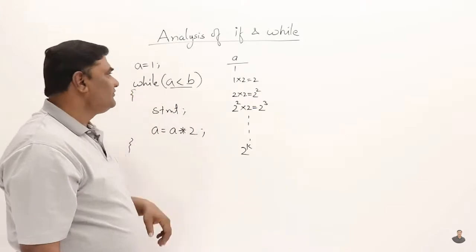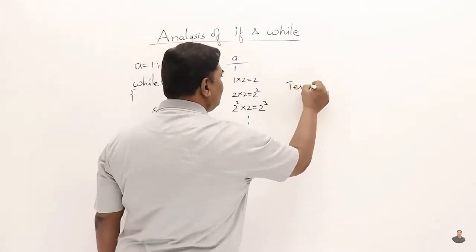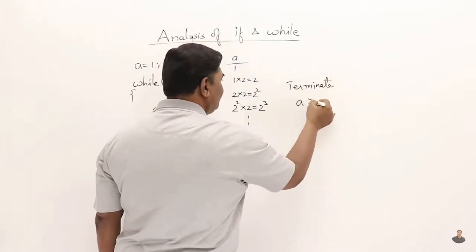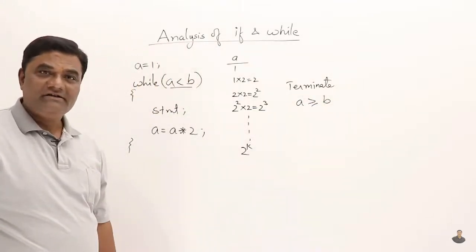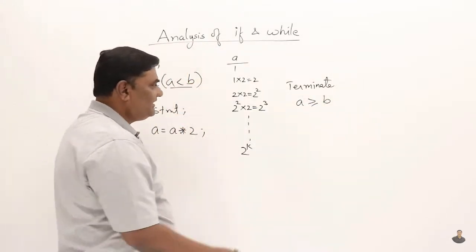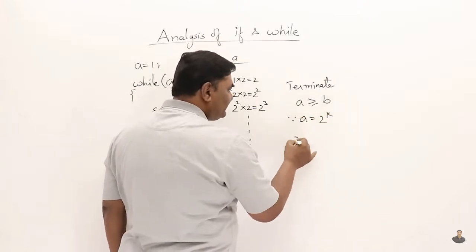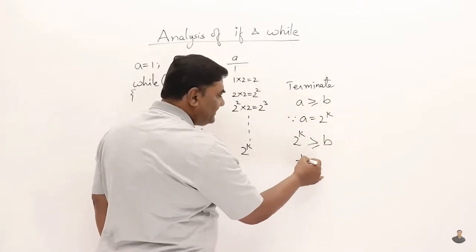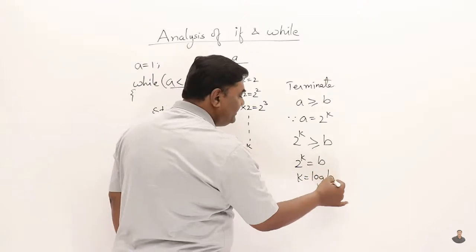Now I say that it has stopped here, so you should know when it is stopping. It will terminate when a is greater than or equal to b. So what I am saying, a has reached 2 power k. Since a is equal to 2 power k now, 2 power k is greater than or equal to b. Let us make it equal. 2 power k is equal to b. So what is k? Log b base 2.